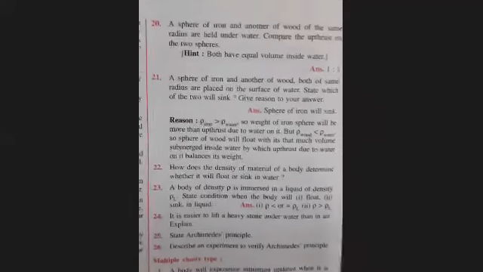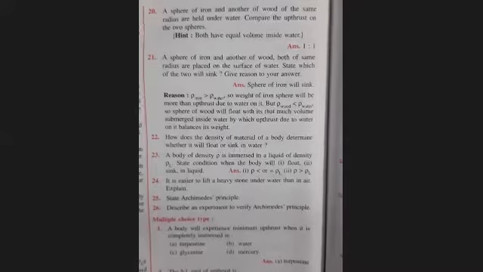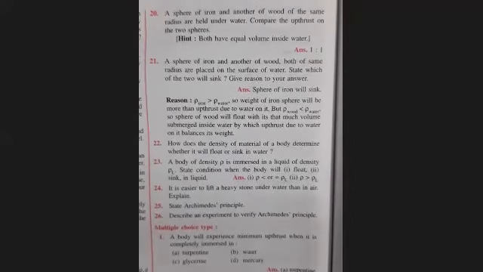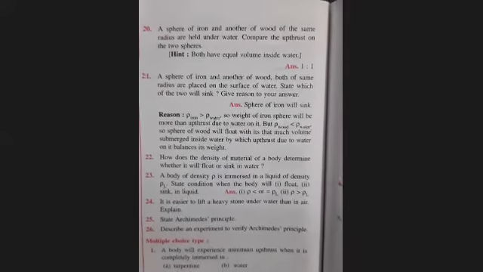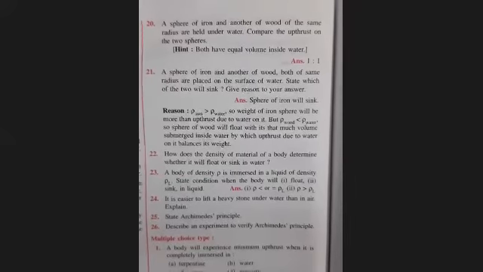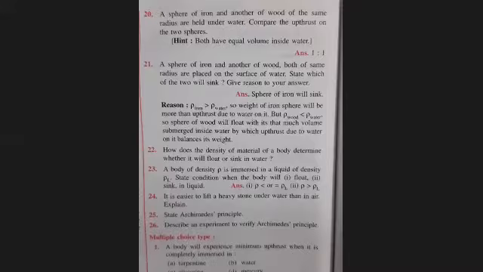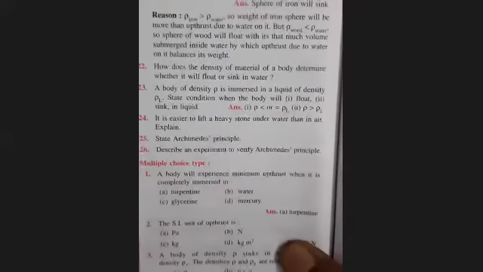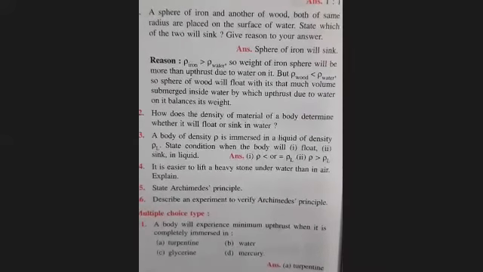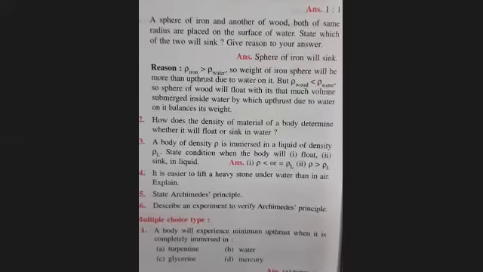Then you can see question number 21. A sphere of iron and another of wood, both of the same radius, are placed on the surface of water. State which of the two will sink, give reason. So see here, as we know that the density of iron is more than the density of water. Iron is having more density than water. Therefore, it will sink. It's clear. While the wood is having what density? Less, 0.3 gram per centimeter cube. The density of wood is less than the density of water. Therefore, it will float partly immersed.